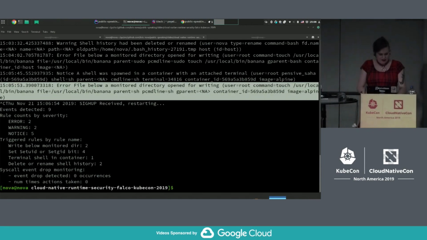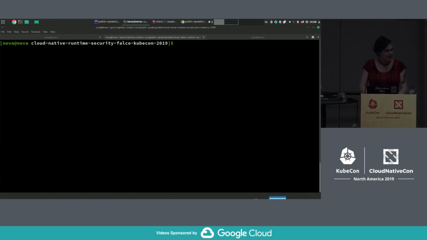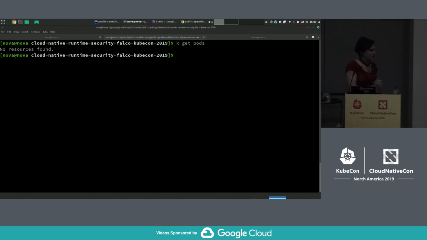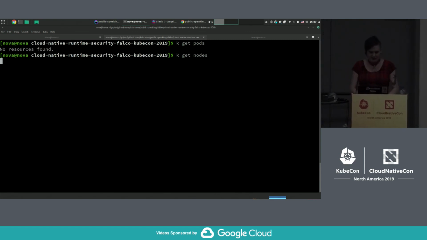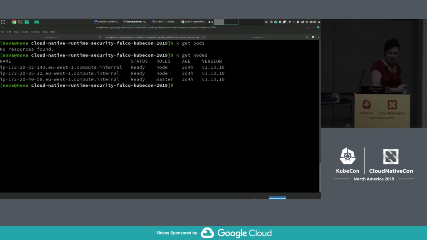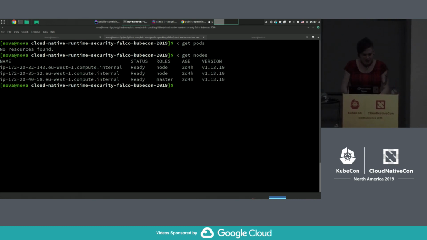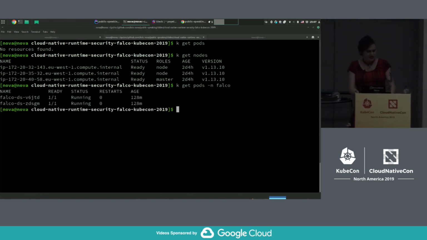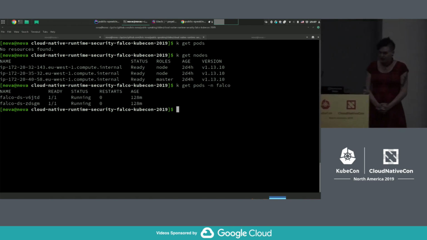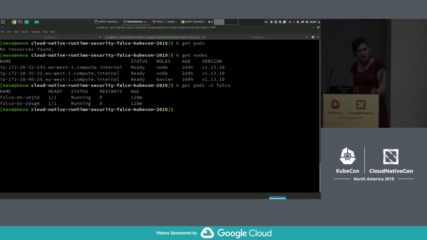So the next thing we're going to do here is I have alias kubectl equal to k. So if I do k get pods, you can see here that I'm going to list pods in my AWS cluster. And if I do k get nodes, you can see I have a Kubernetes version 1.13 running in EC2, 2 nodes and 1 master. So let's list pods in the Falco namespace. You can see here Falco is running as a daemon set, and we have 2 Falco containers, or pods rather, running on each of those nodes.